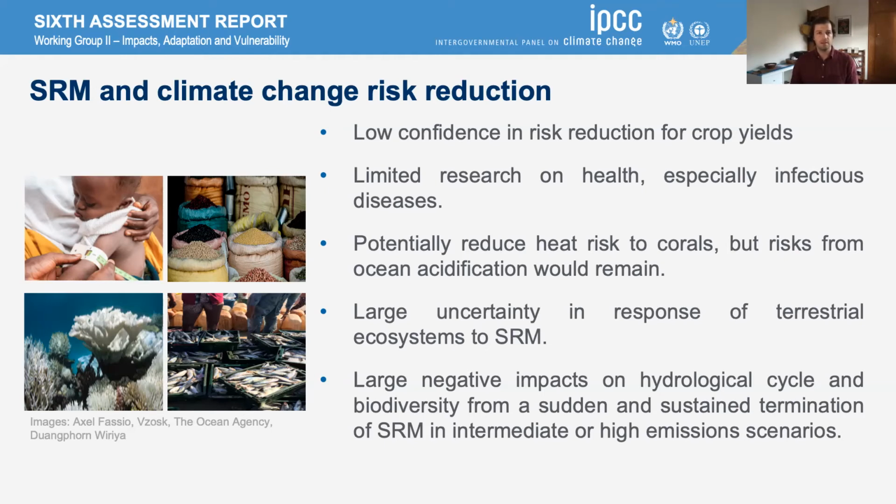There's also the potential for SRM to reduce heat risk to corals, but risks from ocean acidification to ocean ecosystems would remain. There's large uncertainty in the response of terrestrial ecosystems to SRM, such as vegetation productivity and terrestrial productivity in rainforests. There's also large uncertainty in how productivity of ocean ecosystems would respond to SRM. And finally, there's high confidence in large negative impacts on the hydrological cycle and biodiversity from a sudden and sustained termination of SRM in either intermediate or high emission scenarios.